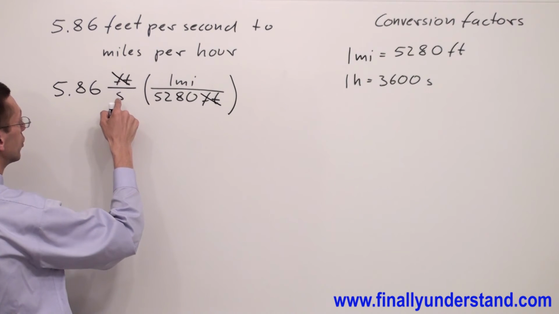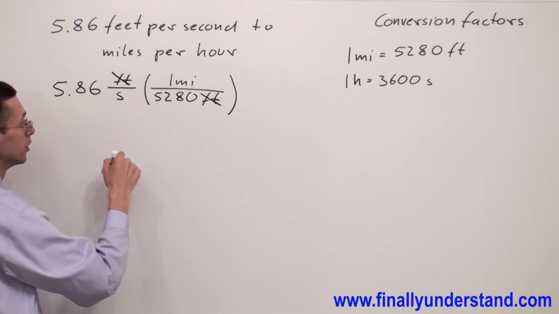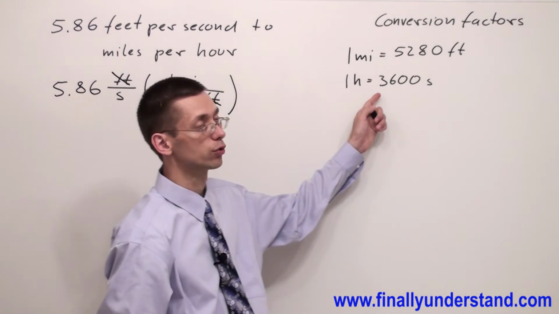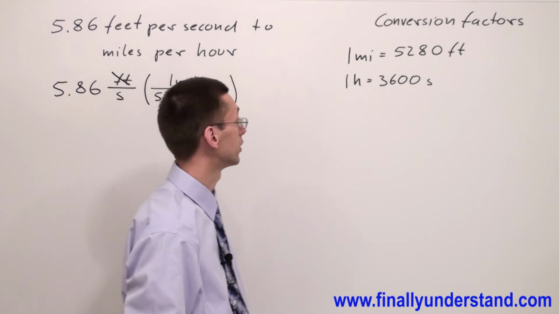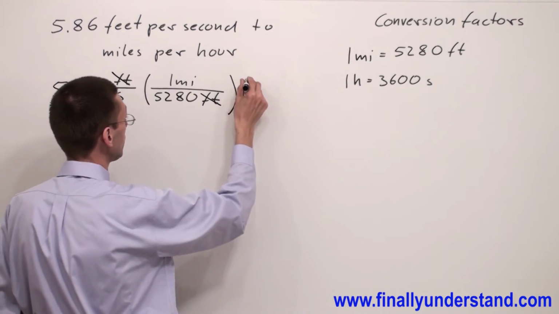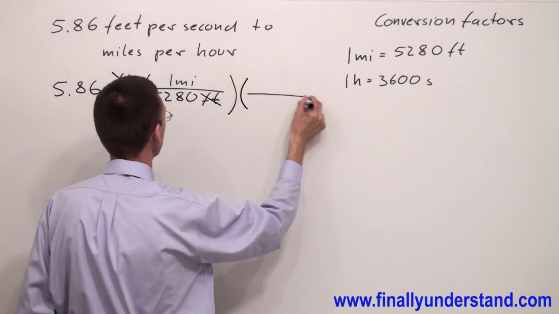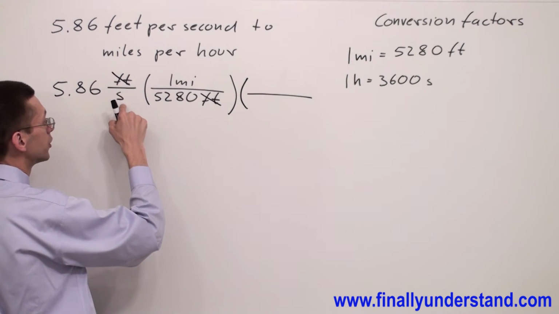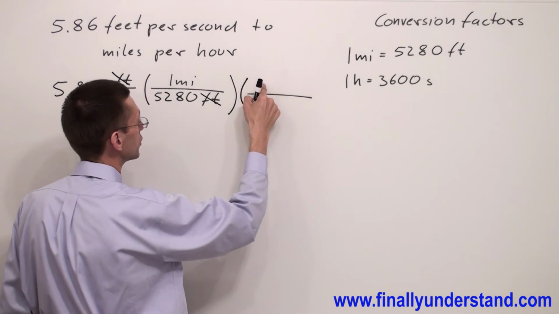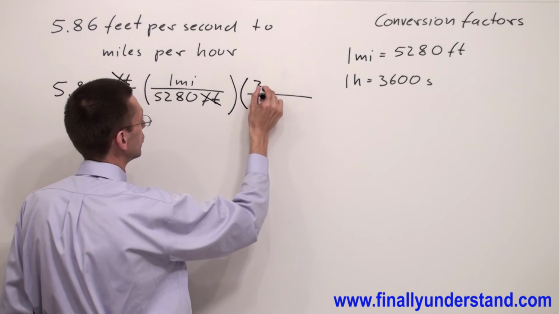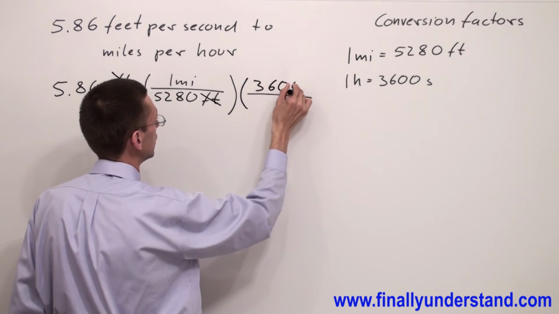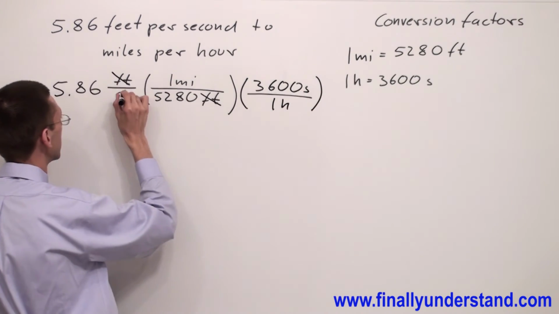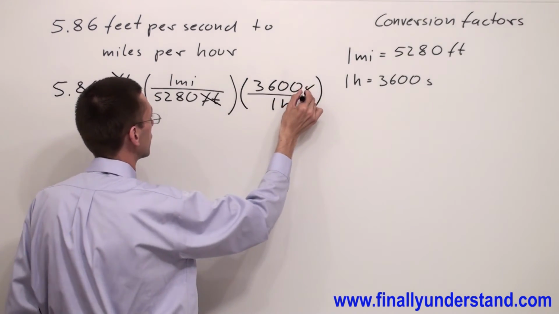Next, I'm supposed to convert seconds to hours. That's why I'm going to use this conversion rate, which says 1 hour is equal 3,600 seconds. Because I want to eliminate seconds from the denominator, I have to make sure that my conversion factor is going to have seconds in the numerator. I have 3,600 seconds equal 1 hour. Second and second will cancel out.